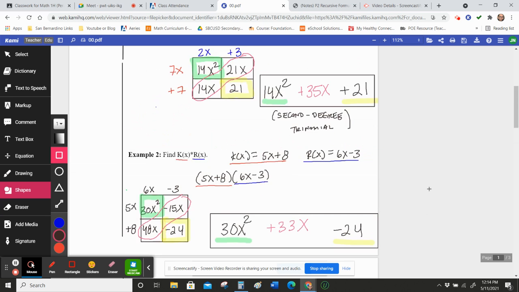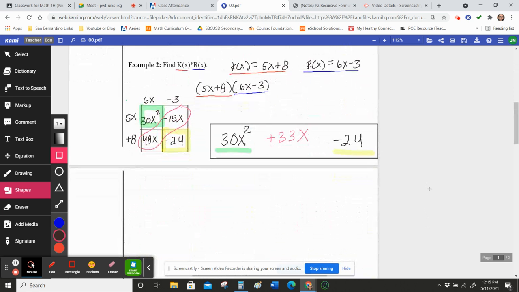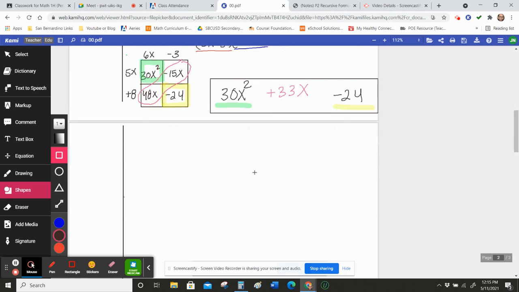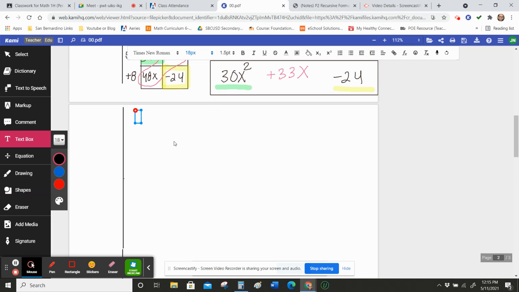All right. So far so good. Okay, let's kick it up a notch. Example 3. What if they don't give us a binomial multiplied by a binomial? What if they give us a binomial multiplied by a trinomial? What happens then? So in this example, we're going to have a binomial multiplied by a trinomial.